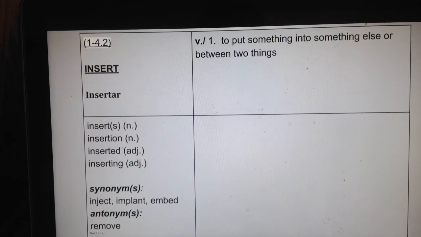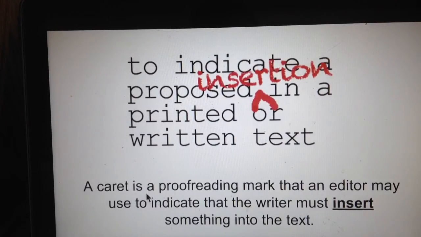Let's look at your sentence example. A caret is a proofreading mark that an editor may use to indicate that the writer must insert something into the text. So this little mark here, like the top of an arrow, is called a caret. It's a proofreading mark, and usually the caret is there and something is written above it to indicate that this is supposed to be put into this text. It's usually in a small space or between two things, like between proposed and in.